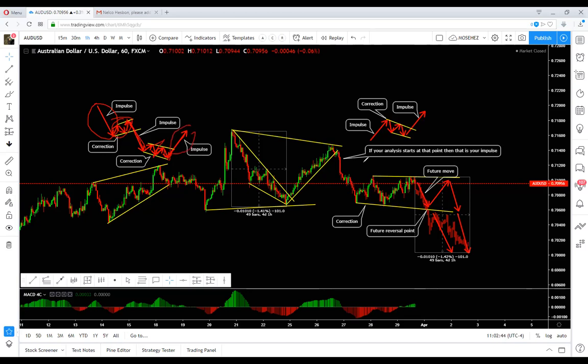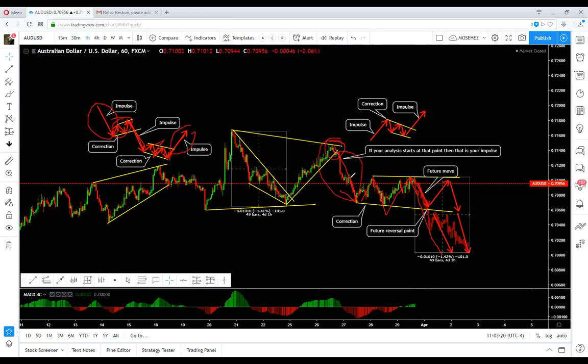At this particular point, if Shiri was showing us his chart beginning from here, then it means this is the impulse. If this is the impulse, and now we are seeing a correction here, then basically the move that we should be looking for is another impulse down, a move that resembles the other impulse that was there.